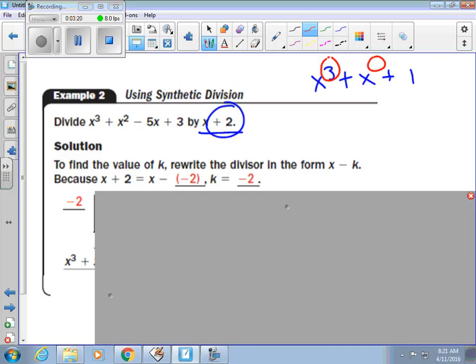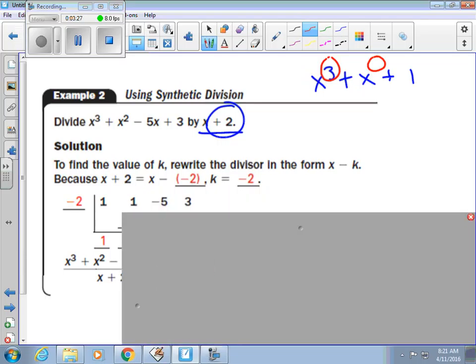This is how you set up synthetic division. You draw yourself a box like this, and I'll take them one step at a time real quick. You draw yourself a box, and you leave off all of the variables and all of the degrees. Notice in the box, it just says 1, 1, negative 5, and 3. We're just leaving them off for now, and we're going to put them back in just a minute.